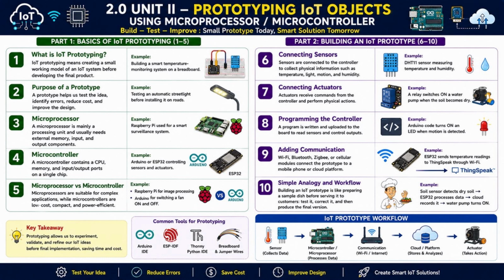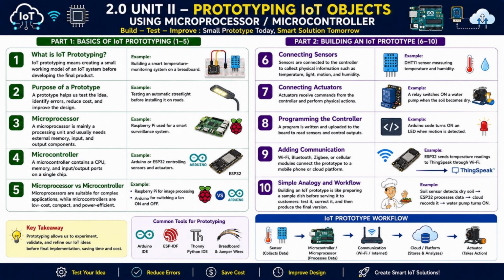Sir, what is a microcontroller? That also explain. A microcontroller contains a central processing unit (CPU), memory, and input and output ports on a single chip. That you should remember. What is the example, sir, for a microcontroller? Famous microcontrollers are Arduino or ESP32. They are controlling sensors and actuators. That you should remember.